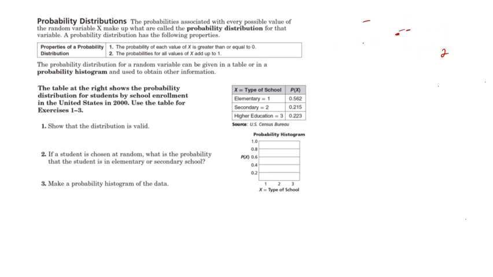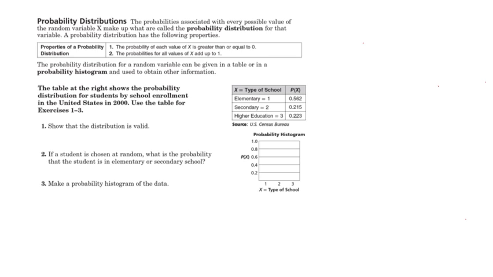All right, and when you make the graph, it's called a probability histogram. So let's look at this probability distribution. The table at right shows the probability distribution for students by enrollment in the United States in the year 2000. If I randomly talk to a student, the probability that student would be in elementary school is 0.562.